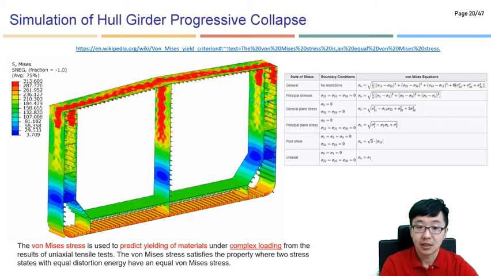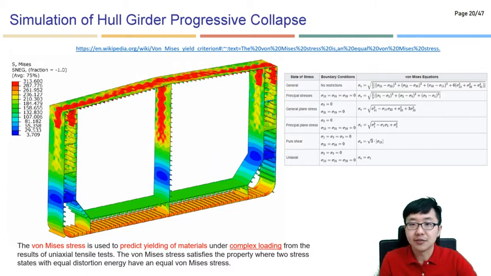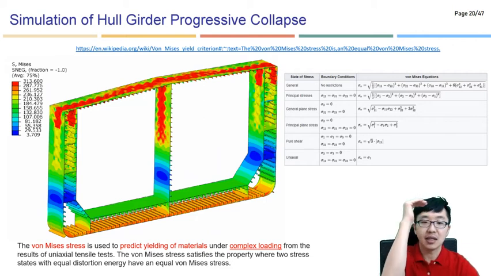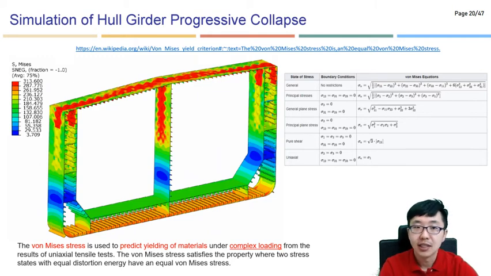So the red color, in general, as a structural engineer, we should be able to avoid this very red colored region here. As you can see here, the maximum stress is 313.6, which is exactly the same as the yield stress of the high tensile steel. So this means that this red colored region has already reached yielding of the material, so the plastic deformation will start. So actually we don't want it.